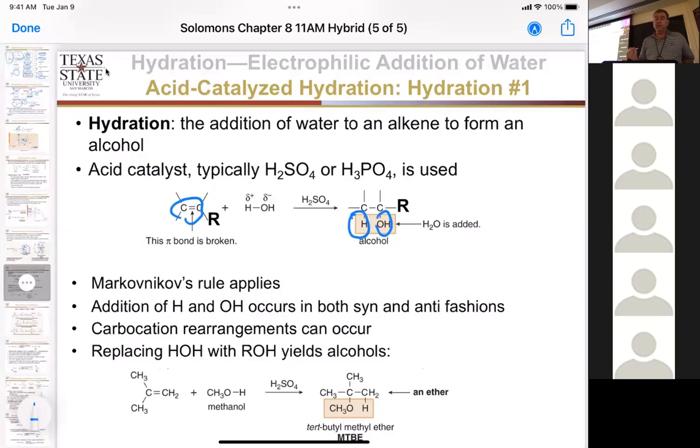And if you replace water with an alcohol, the reaction still works. The hydrogen still goes to the side with more hydrogens, but the oxygen that's already bonded to carbon is going to go to where the carbocation is, giving us an ether. So it's basically the same reaction, but we replace water with alcohol and it turns it into an ether. Okay, so that's the carbon, oxygen, carbon structure you should remember.